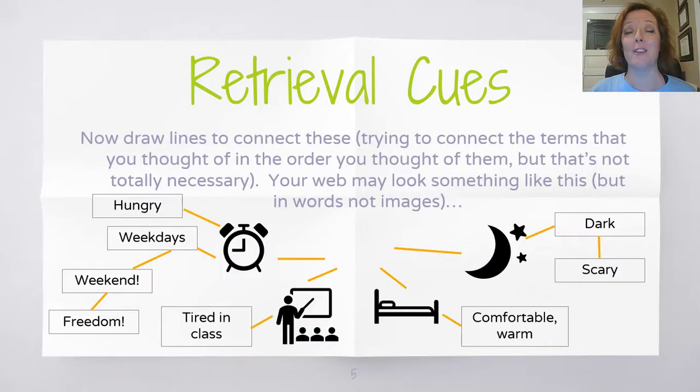Now that you have written down as many words associated to the word sleep as you can, I want you to draw lines to connect these. You could try to connect the terms that you thought of in the order you thought of them, but it's not really necessary. Your web may look something like this, except in words, not images. And the word sleep is going to be in the middle. Basically, all of these words could serve as retrieval cues. They are words that you associate with sleep. So when you think of being tired in class, you think of sleep. When you think of being in your warm, comfortable bed, you think of sleep. These could all potentially serve as retrieval cues.